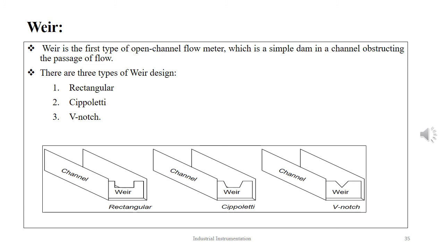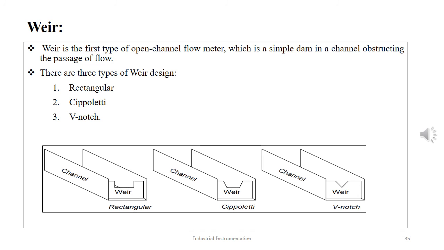Weir is the first type of open channel flow meter, which is a simple dam in a channel obstructing the passage of flow. There are three constructional types. They are rectangular, cipolletti or trapezoidal, and V-notch. The flow rate over a weir is a function of the weir geometry and of the weir head. The weir head is defined as the vertical distance between the weir crest and the liquid surface in the undisturbed region of the upstream flow.